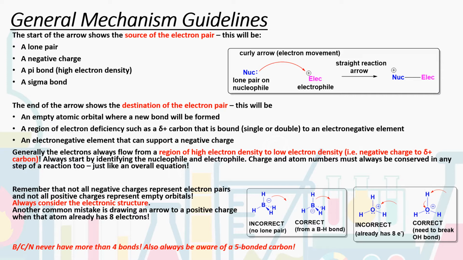And also charge. If we overall have a negative charge on the first step, we have to have an overall negative charge somewhere on the second step, and so on and so on. So just like a normal overall chemical equation, the atom numbers have to balance and the charge has to balance.